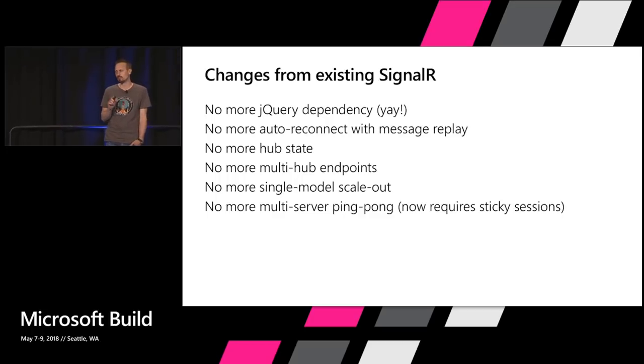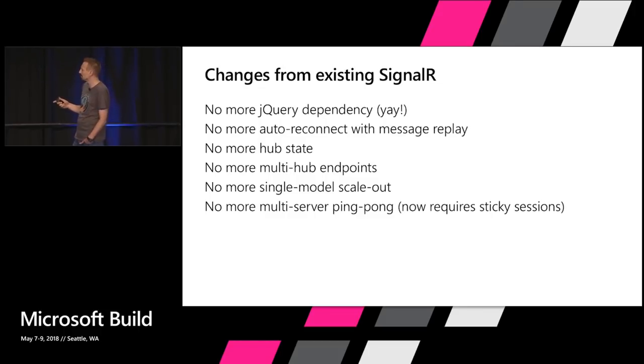We might bring it back in the future, but as it is right now, most apps, from what we can tell, don't really need that. No more hub state. That was a feature very little people used anyway. No more multi-hub endpoints. So as you saw in the app there, you have to create a route, give us the name or the type of the hub, and then that URL will be used for that hub.